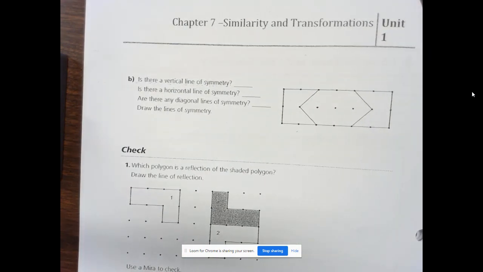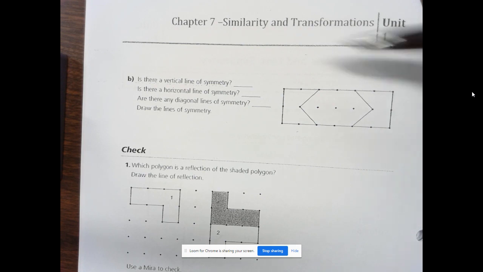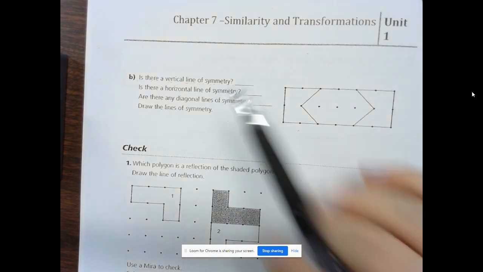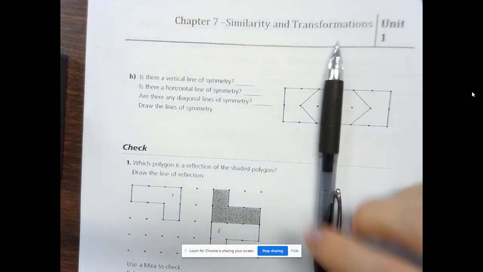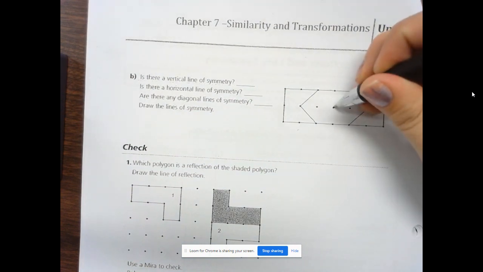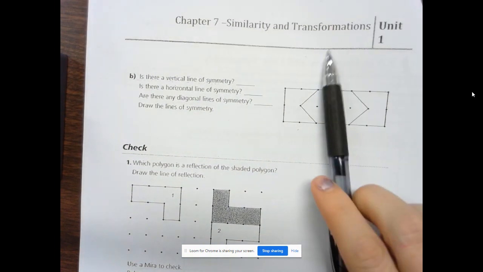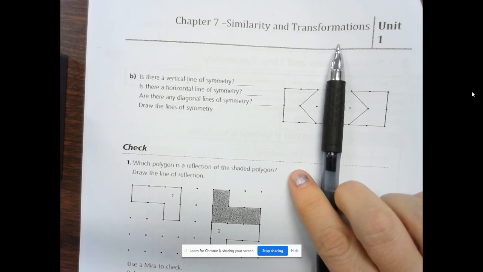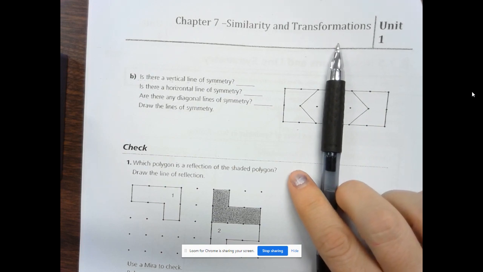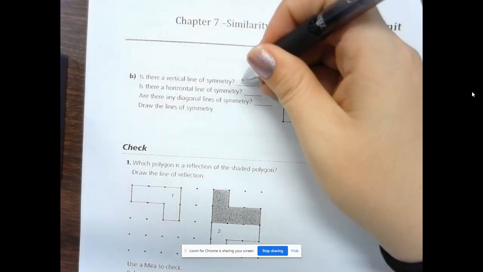Is there a vertical line of symmetry in this image? So that means vertical, up and down. Is there a place? We know it should be going through the center of the object. There is my center. If I were to draw a line that crosses it, is it a vertical line of symmetry? We would say yes, there is one.